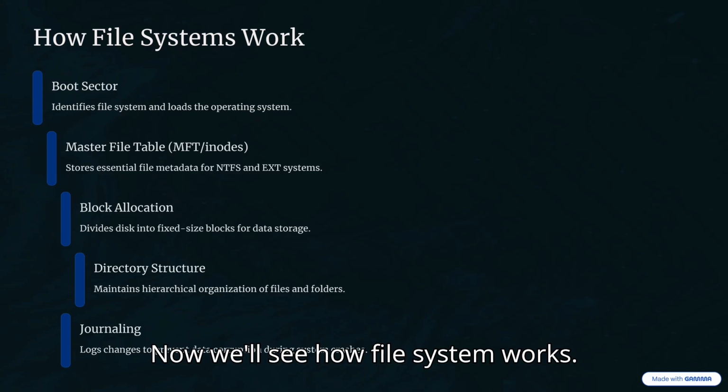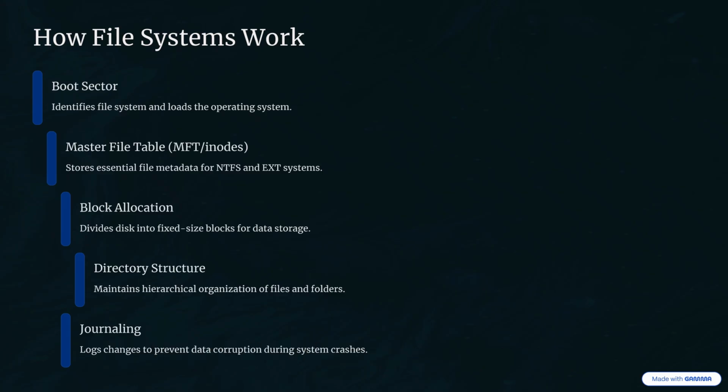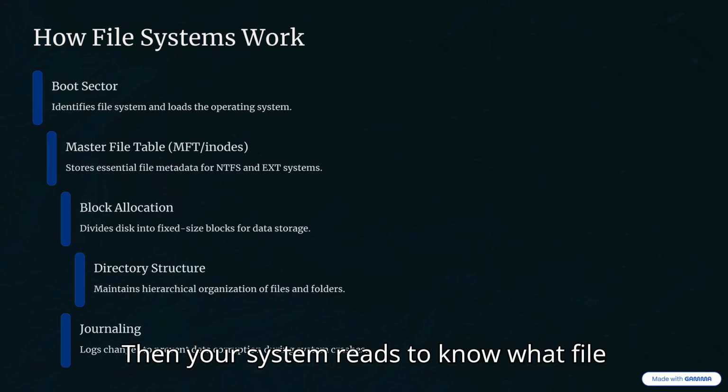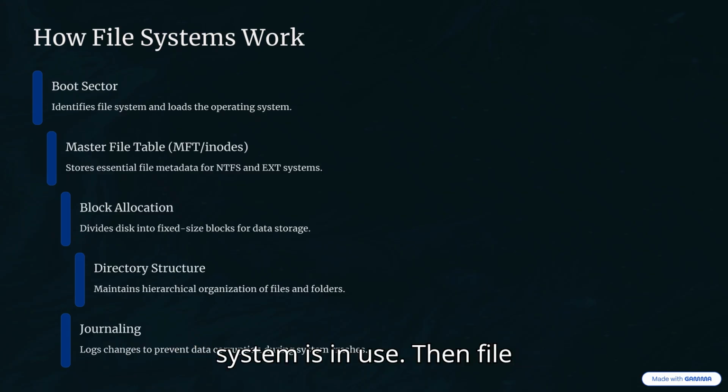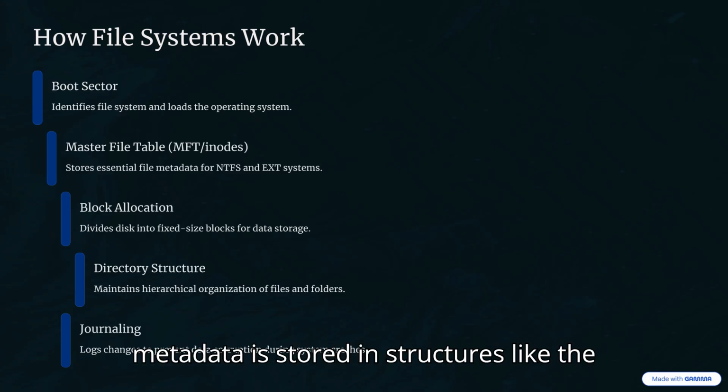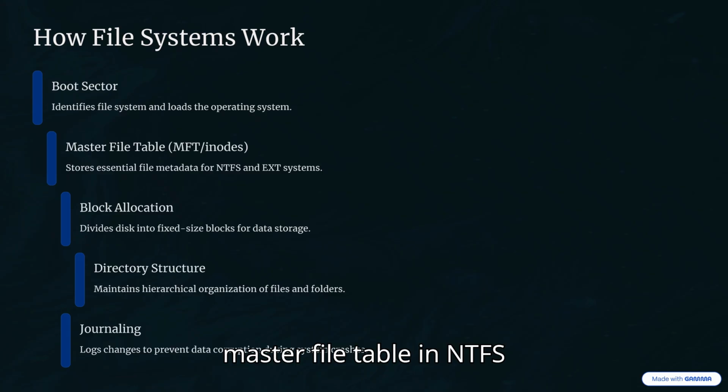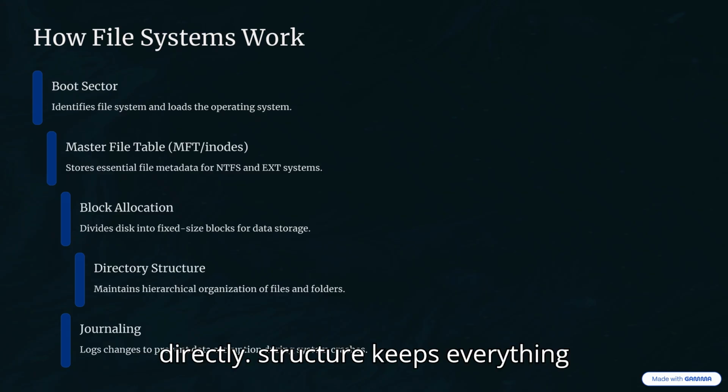Now we'll see how a file system works. The boot sector is the first thing your system reads to know what file system is in use. Then file metadata is stored in structures like the master file table in NTFS or inodes in ext. Data is stored in blocks and the directory structure keeps everything organized.